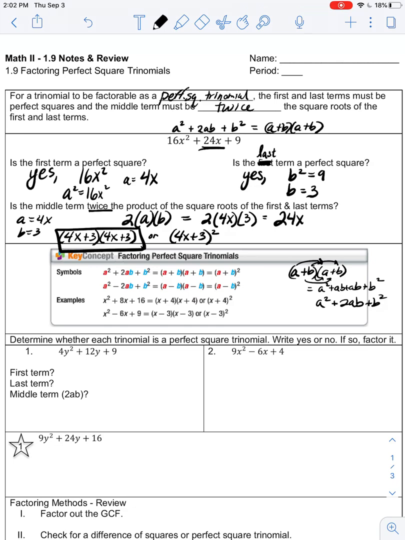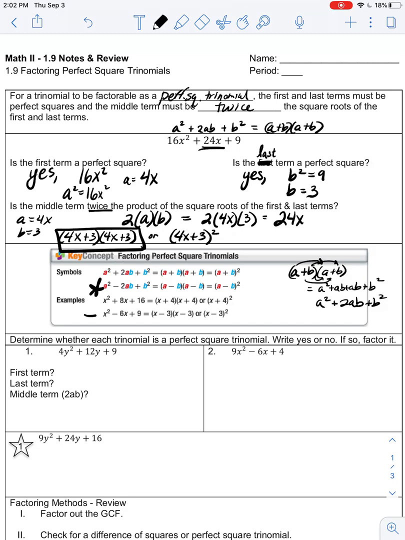And that's that. So again, before you can just go ahead and take the square root of the first term, take the square root of the last term, and say that this is factored, you do need to check that middle term. The other case is when the middle term is negative.